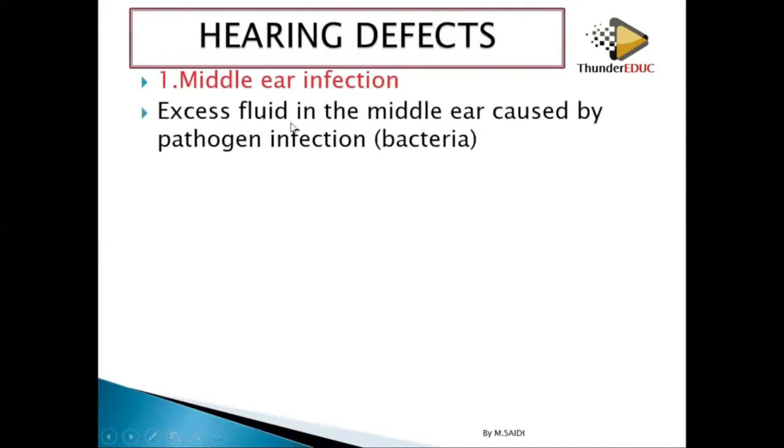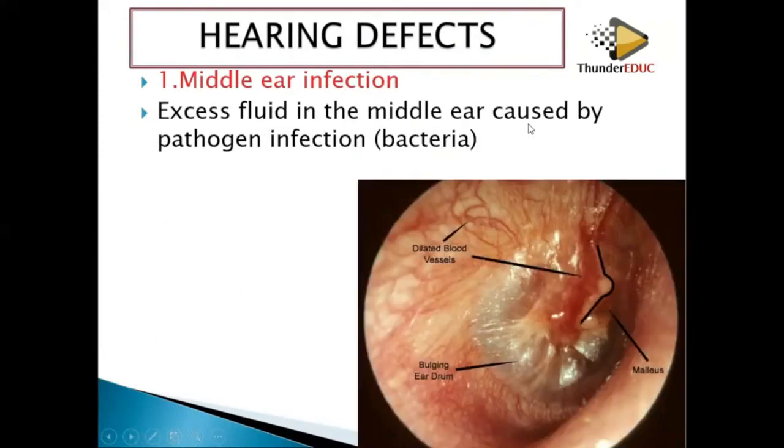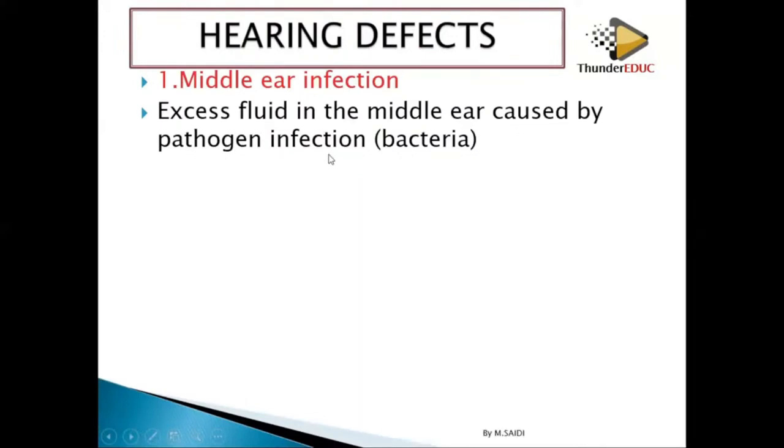This is whereby excess fluid in the middle ear is caused by pathogen infection. When you say pathogen, a pathogen is a disease-causing organism. For example, bacteria, viruses. An organism which causes diseases is what is called a pathogen. So we are saying that excess fluid in the middle ear is caused by pathogen infection, specifically bacteria.